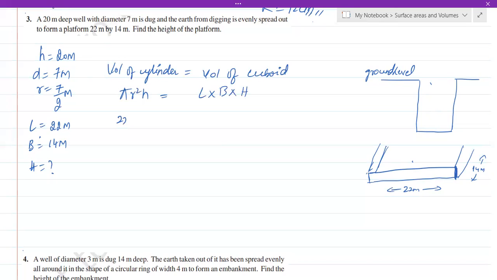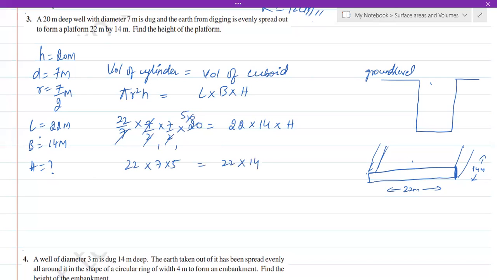So pi is 22 by 7, r is 7 by 2 the whole square, so r square will become 7 by 2 into 7 by 2 into h, h is 20 meters. Length is given as 22 meters, breadth is given as 14 meter. We have to find the value of h. So here 7 and 7 get cancelled. 2 ones are, 2 tens are, again 2 ones are, 2 fives are. So what we are left with is 22 into 7 into 5 equals 22 into 14 into h.